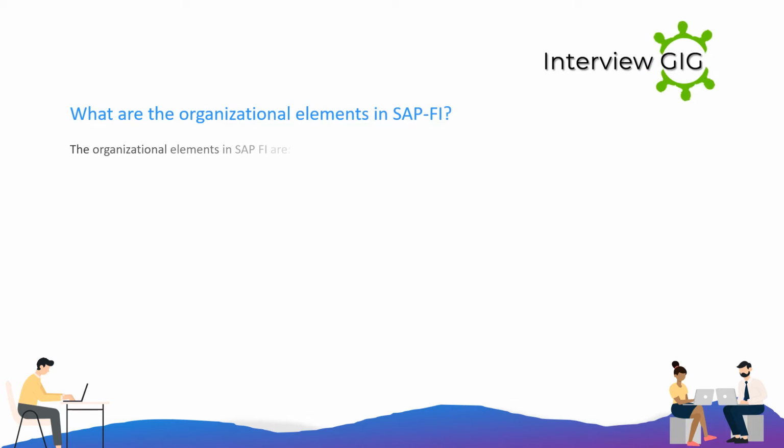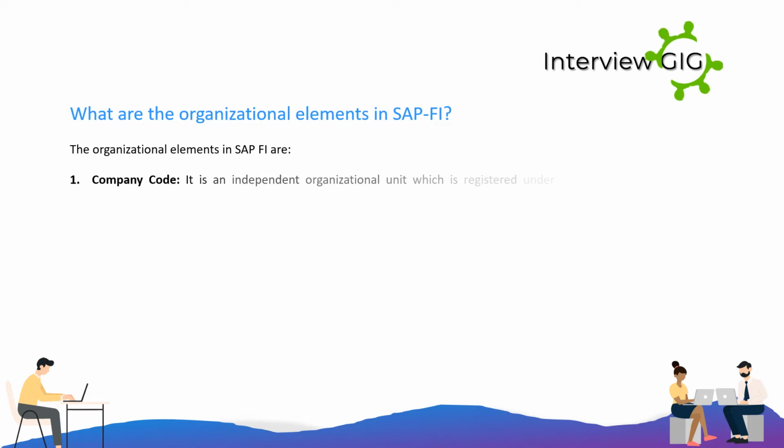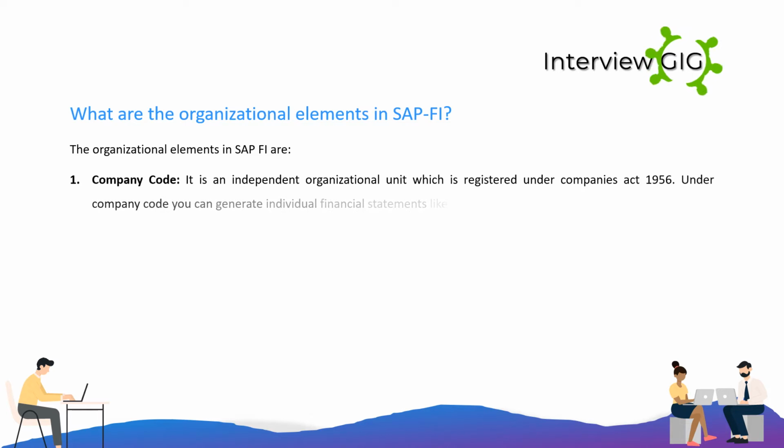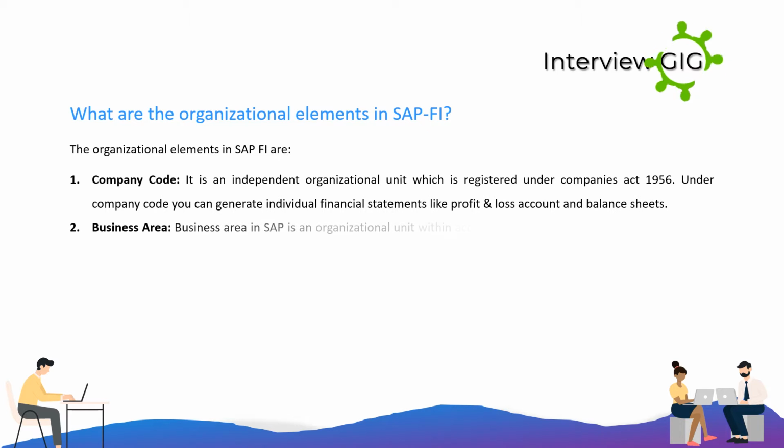What are the organizational elements in SAP FI? The organizational elements in SAP FI are 1. Company Code. It is an independent organizational unit which is registered under the Companies Act 1956. Under Company Code you can generate individual financial statements like profit and loss account and balance sheets.